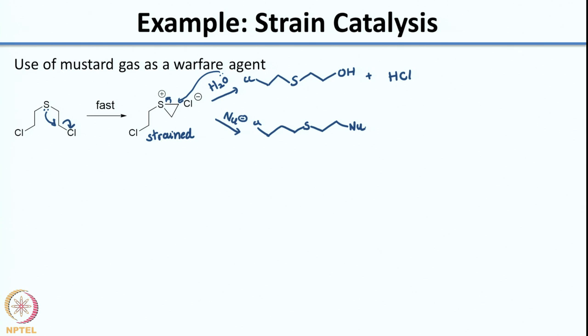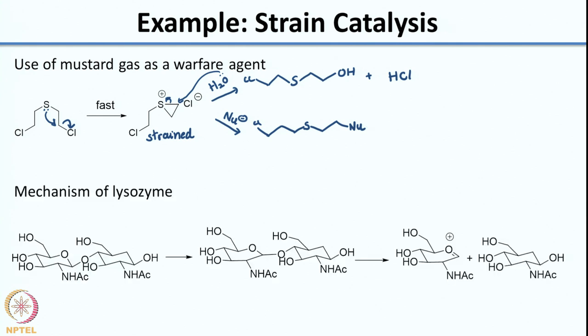So shown here is an example of how strain can help increase the reaction rate. Here you have not added an external catalyst, it is neighboring group participation. This, as I told you in the previous slide, is seen a lot with enzymes, and one such enzyme is lysozyme. When you have dirt coming in or something in your eye, you have these tears that are formed. You see this enzyme in the tears, and this helps in killing bacteria.